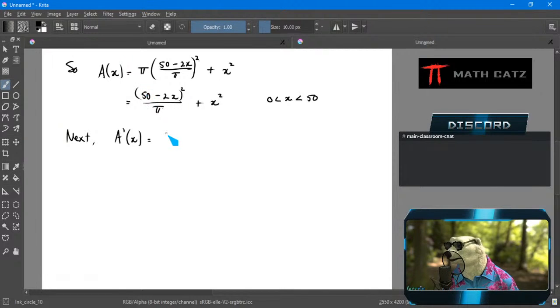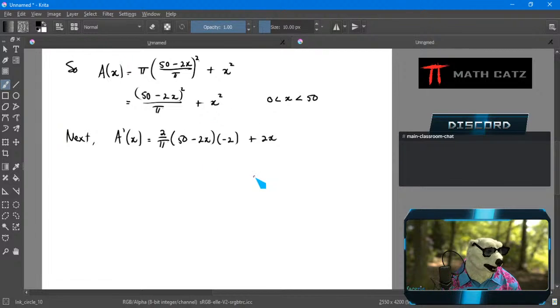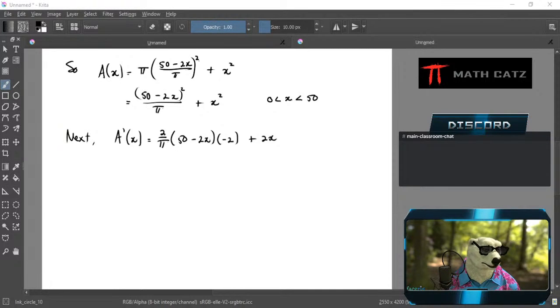So now I need to take the derivative here. I'll put the 2 over pi in front, and then 50 minus 2x to the power of 1 times another negative 2 plus 2x. Now we've done these things enough to hopefully be comfortable with the chain rule and all the properties that we're using. But if not, then let me know. All right, is everyone happy with that derivative? Those that are still listening. We have some that are listening.